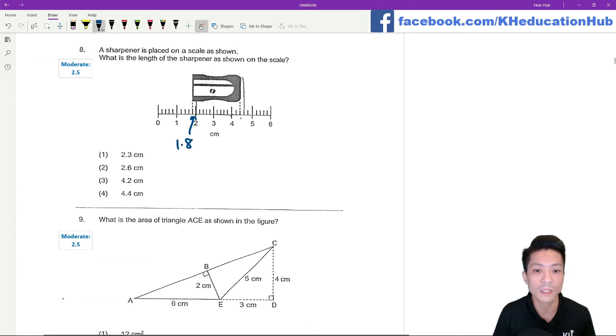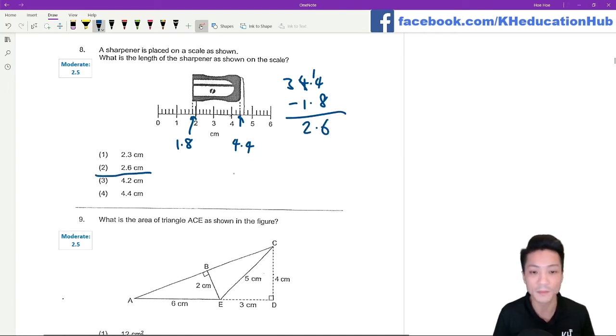Now look at the reading at the end over here. It is 4.4. Okay, so if we use 4.4 minus 1.8, you get 2.6. Answer is number 2.